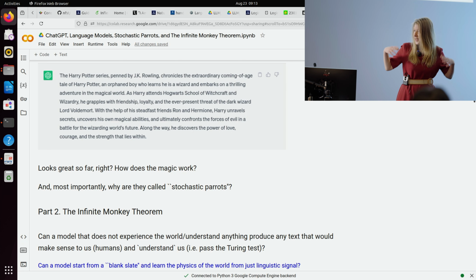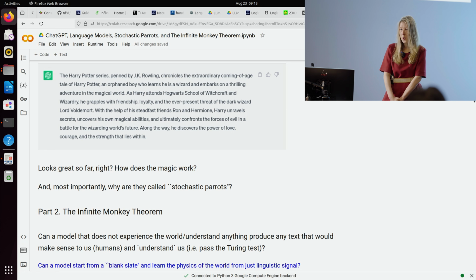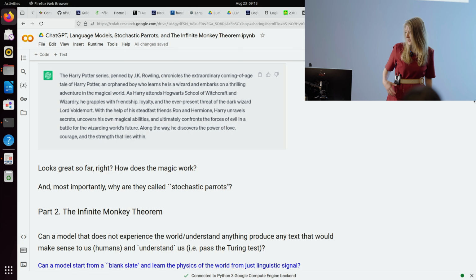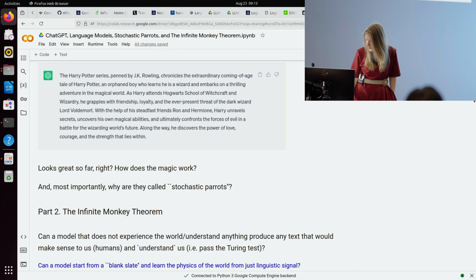But then, can we train a model to simulate that it understands, to make an impression of understanding? And this is something that is called the Turing test. So if your model is real AI, you will not be able to differentiate it from a human when you interact with that model. It will make an impression that you are interacting with a human.